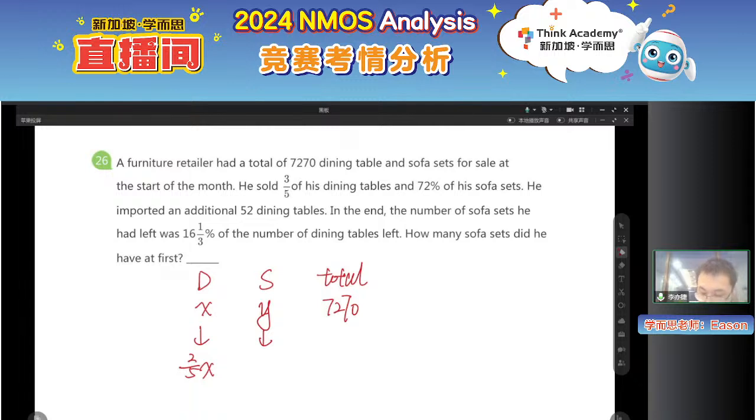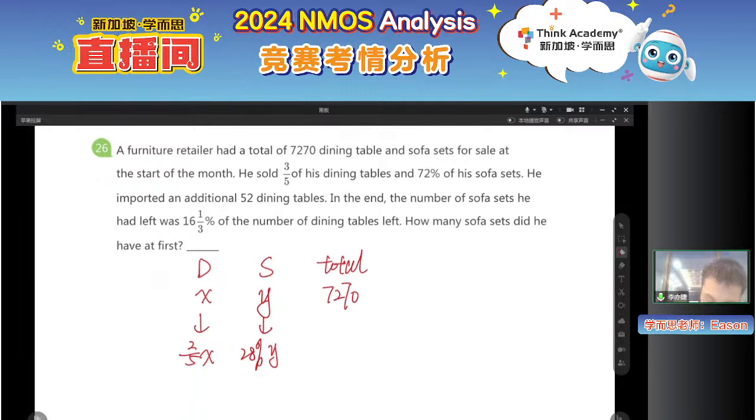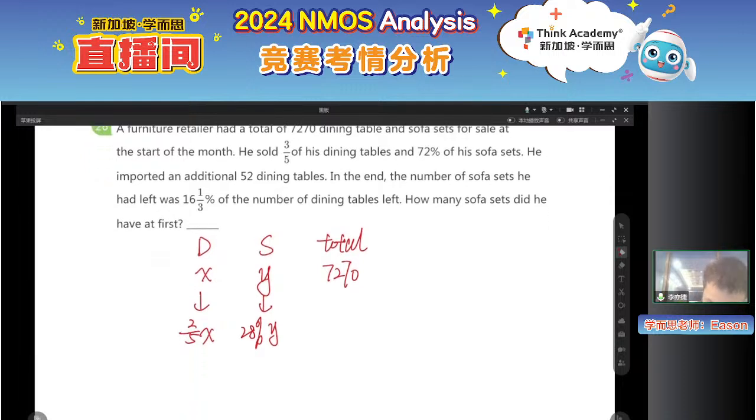And then sold 72% of the sofas, so remaining is 28% y. Okay. And then imported an additional 52 dining tables, which means this is 2 over 5 x plus 52. And y remains unchanged. And then it says that the number of sofas is 16 and 1/3.